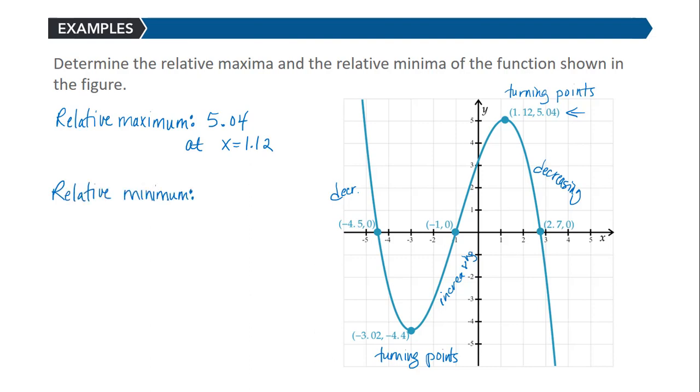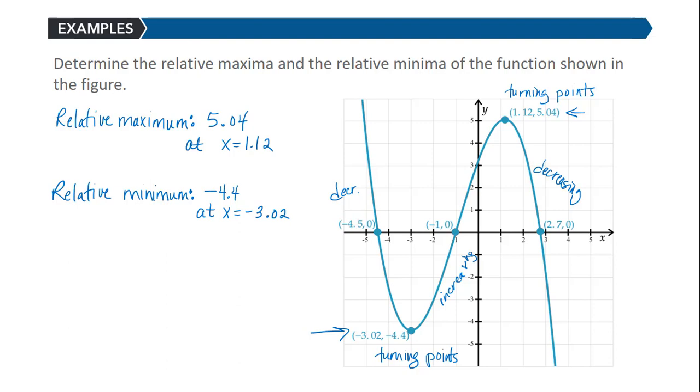And there is a relative minimum at this low point, negative 3.02, negative 4.4. So the relative minimum is that y value, that smallest y value in that neighborhood, which is negative 4.4, but it occurs at x equals negative 3.02.